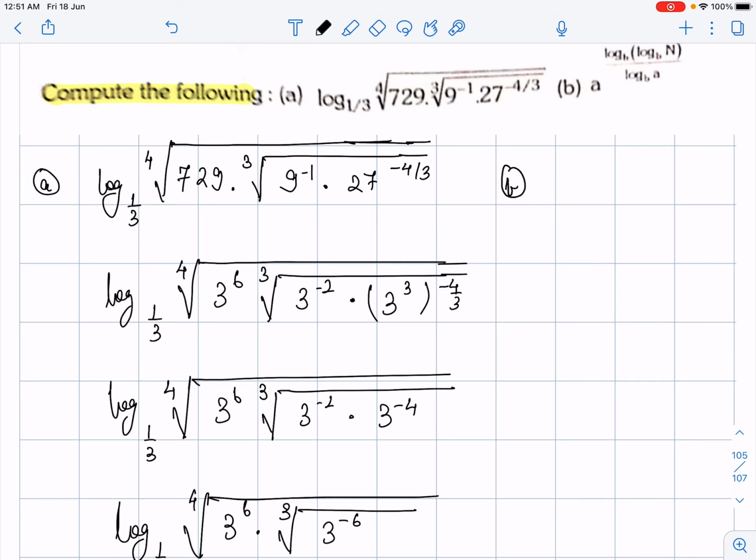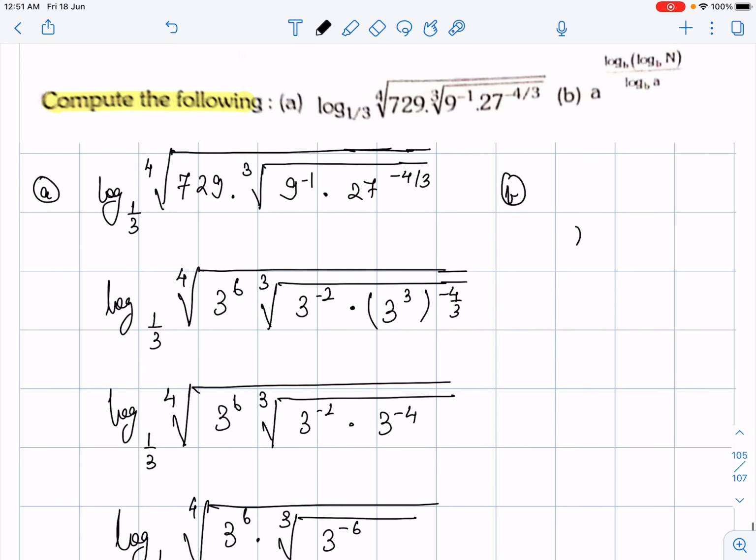The B subpart is given to you like a to the power log of n base b divided by log of a base b, and here also b as the base is given to us. Then we are going to apply the base changing formula's converse. The log of n base b and base over here will be written as a.